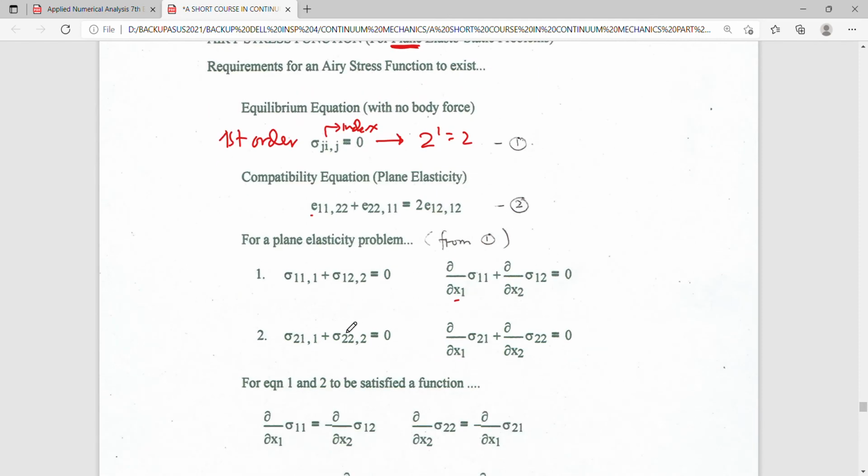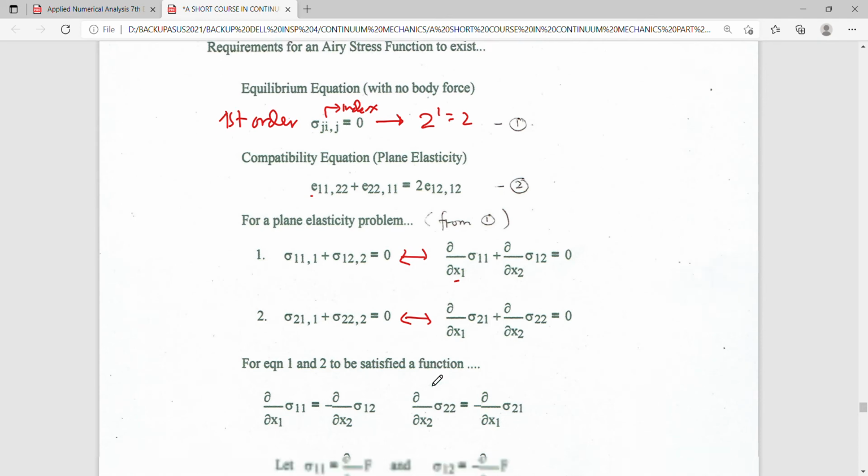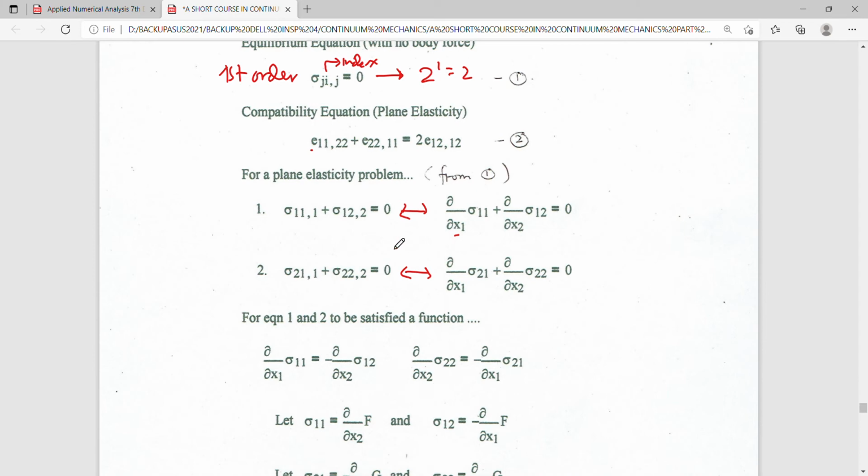Okay, so this is now the partial derivative of sigma 2 1 with respect to x1 plus partial derivative of sigma 2 2 with respect to x2. So these are just equivalent, no? Parehas lang ito, no? Okay. So for equation 1 and 2 to be satisfied, the only hope is to equate them.